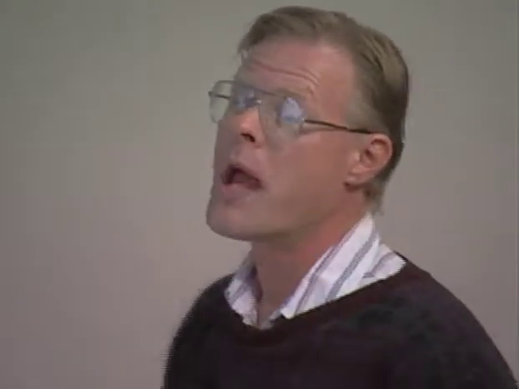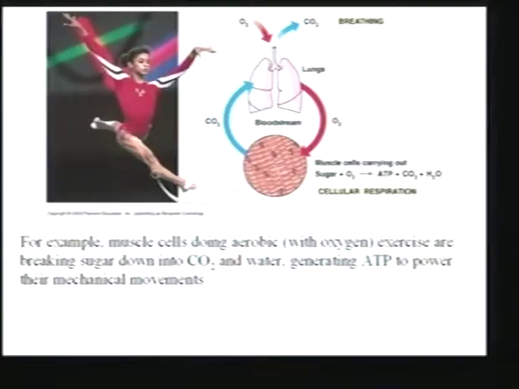Okay, so for example, we have muscle cells that are doing aerobic exercise. Right? Aerobic means with oxygen. Anaerobic means without oxygen. Those terms will become important if you don't know them, because we'll talk about two different pathways that cells can use depending on whether they're operating aerobically or anaerobically.